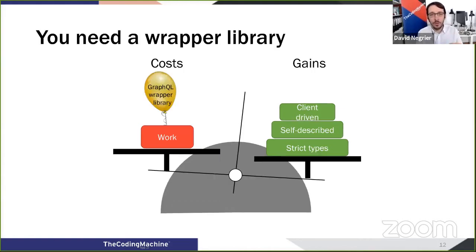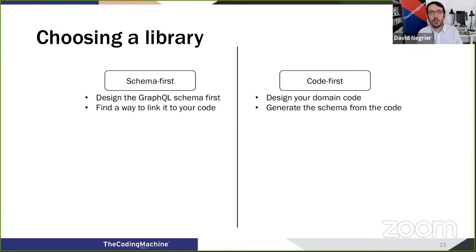So what we are going to do is use a wrapper library, which is easier to work with, to offset the gains versus the costs and to make it worthwhile to use GraphQL. Now, if we need to choose a wrapper library, there are basically two kinds of such libraries: schema-first libraries and code-first libraries. In a schema-first wrapper library, your task as a developer will be to write the GraphQL schema. And then the job of the library will be to find a way to link the schema to the PHP code.